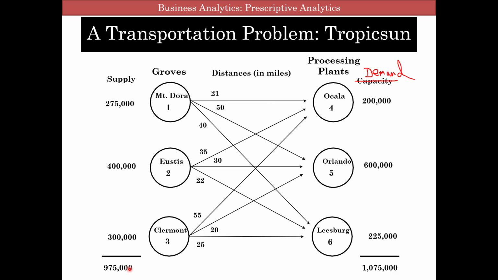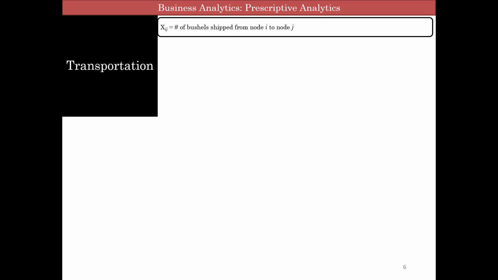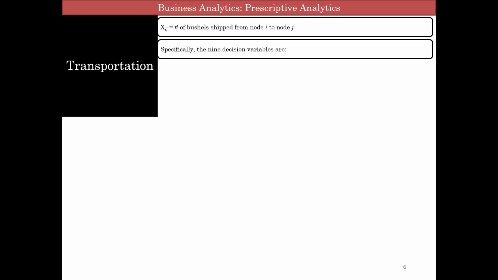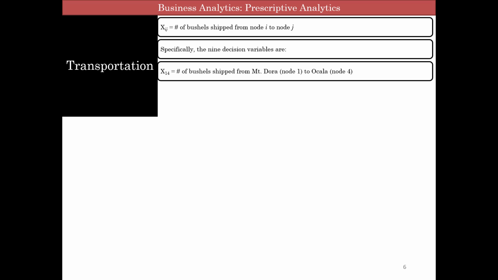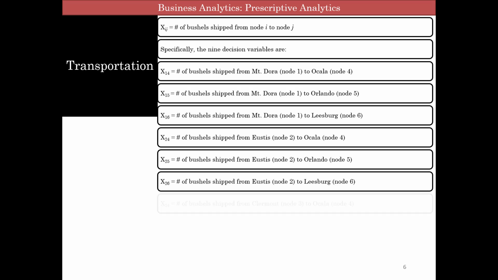So here demand is greater than supply. In this case, you are going to send all 975,000 over, because they're asking for 1,075,000. So you're going to send everything over, and you're not going to be able to satisfy demand. Okay, so we'll walk through this problem. Xij is the number of bushels shipped from node i to node j, and so there are 9 decision variables. Here are the decision variables you have.